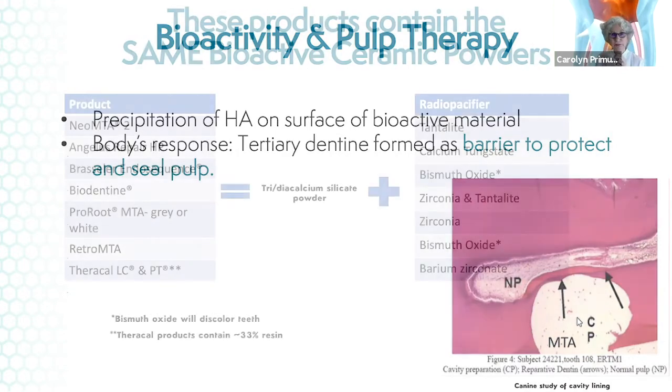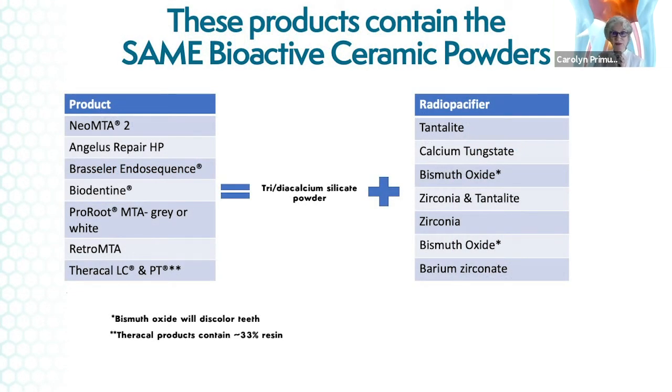So back to try and tie this together, the MTA products I was showing you that are quite common in dentistry do contain tri and dicalcium silicate powder. And then the bulk of what else is in the powder is a radiopacifier. Originally, bismuth oxide was used, but now people are using tantalite, calcium tungstate, and even zirconia is popular, and barium zirconate. Let me make a couple of points: products with bismuth oxide are well known to cause discoloration.